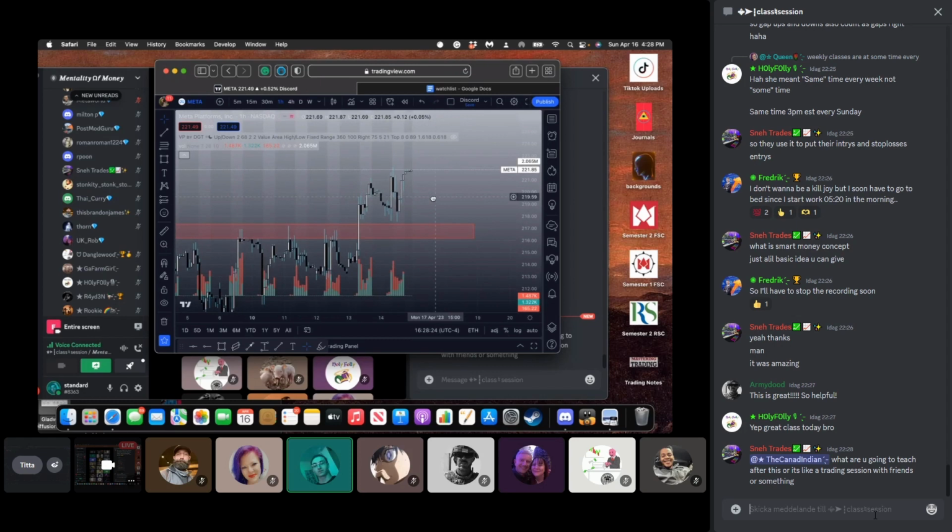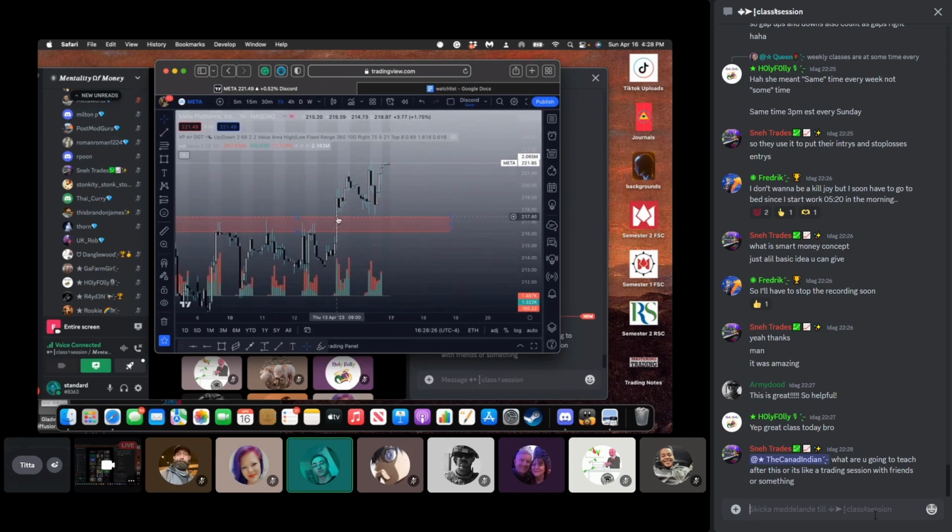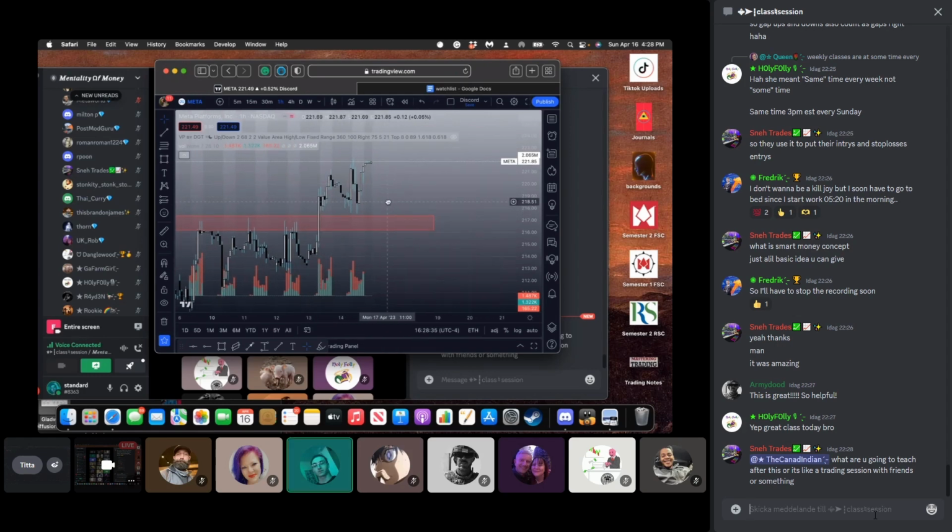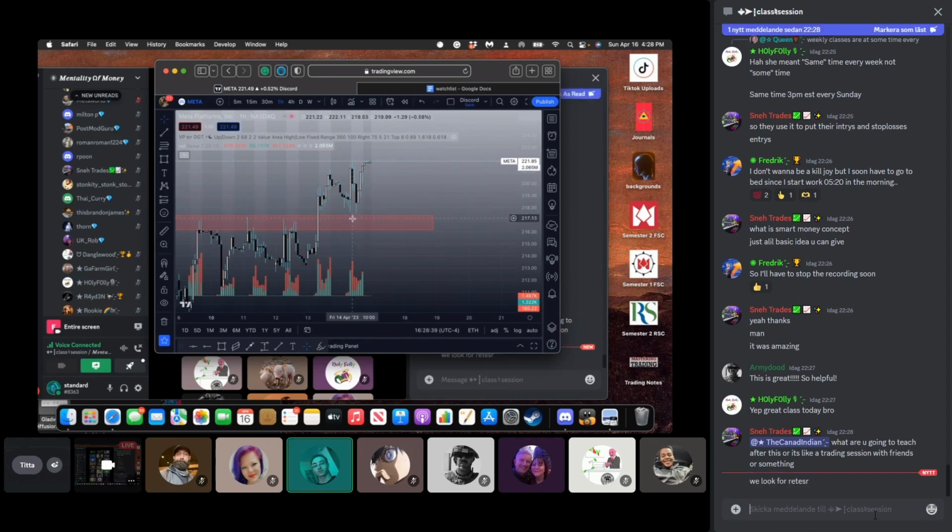We do not just chase. If it breaks above and we get a candlestick above, we're not looking to just jump right in. That's horrible. Do not do that. We're looking for a retest of the zone to get into calls. So it came down here. It came pretty damn close, within like 20 cents.